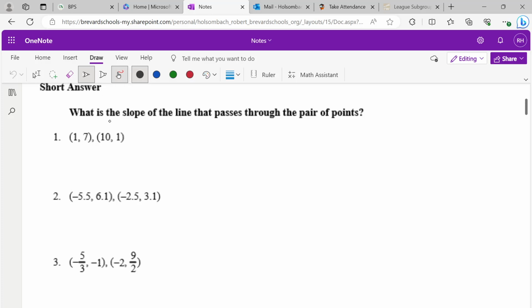You're going to find the slope of the line that passes through the pair of points. So you've got the slope formula in your notes. So right here, m is equal to y sub 2 minus y sub 1. We got 1 minus 7 in the numerator, in the denominator 10 minus 1. That gives us negative 6 over 9, and negative 6 over 9 simplifies to negative 2/3.